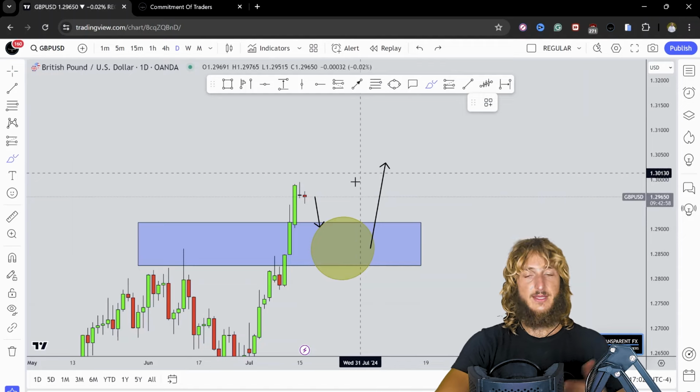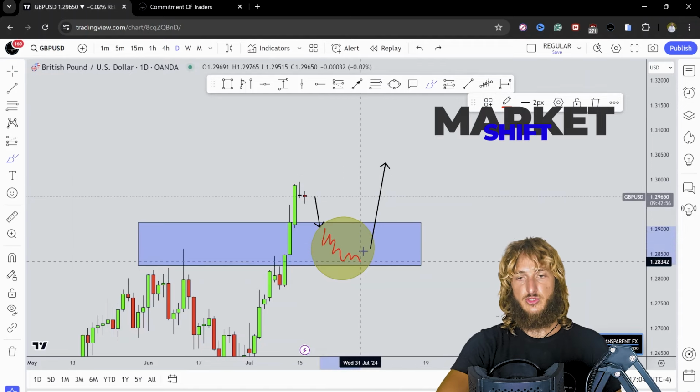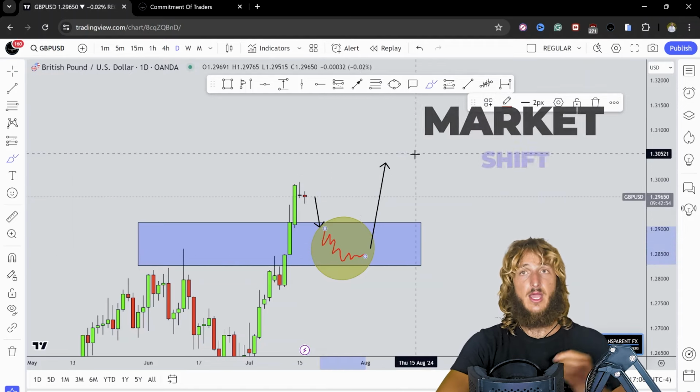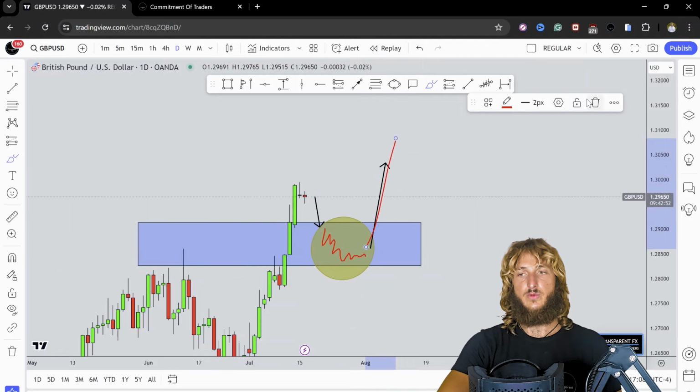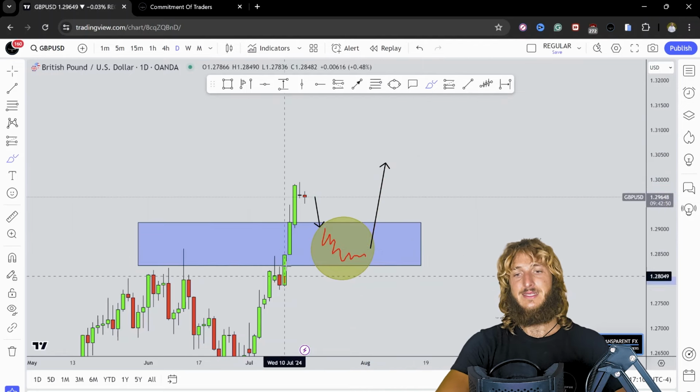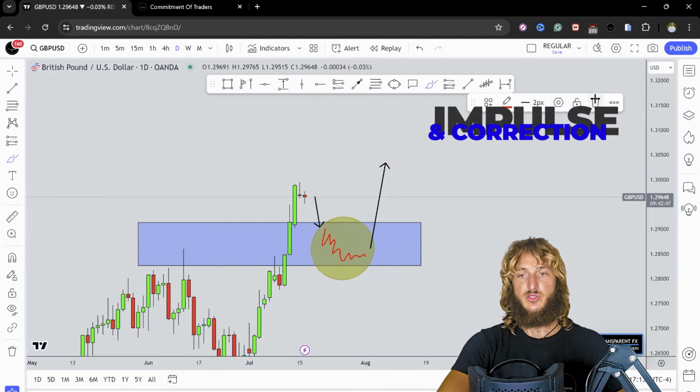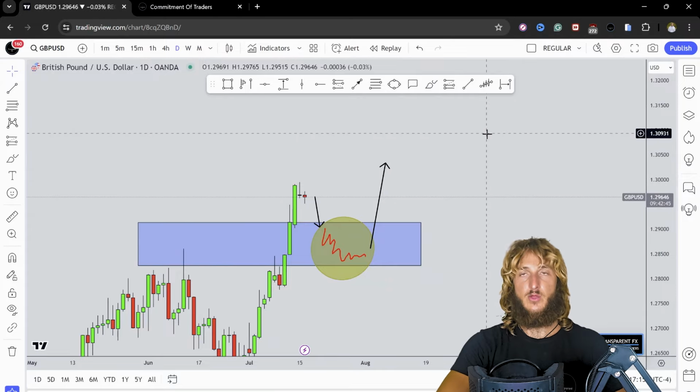Therefore, what I would expect is that if this market would shift from an intraday bearish to a bullish market, at that point, I wouldn't be surprised to see a potential rejection to the upside, completing this daily impulse, correction and impulse pattern to the upside. That definitely wouldn't surprise me.